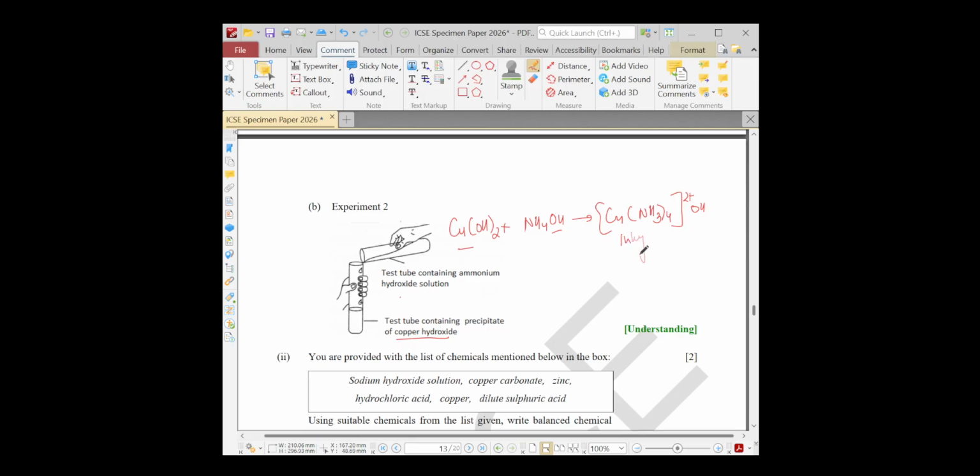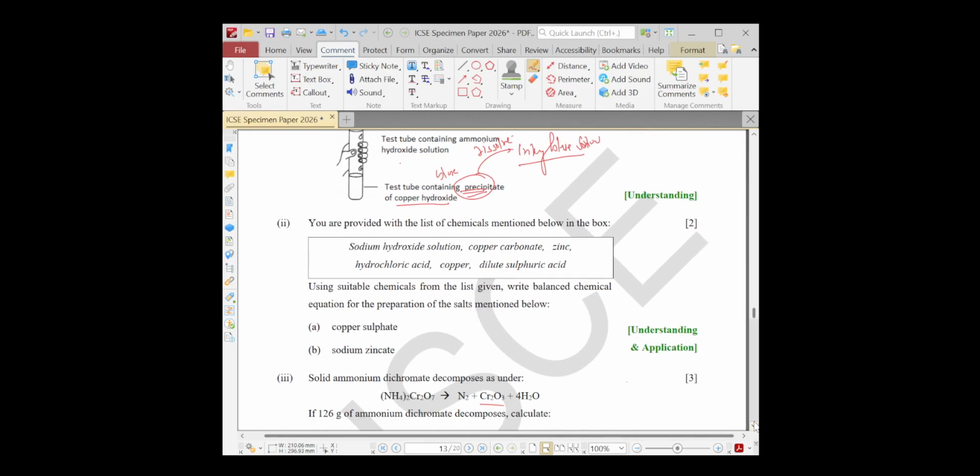This will be an inky blue solution. If you see the complete formula, you will get twice; otherwise, if you just see these ions, because of this there will be an inky blue solution. So what will be the observation? There will be an inky blue solution. So remember, you have to mention that this blue colored precipitate will dissolve to form an inky blue solution. Now we move on to the second part.